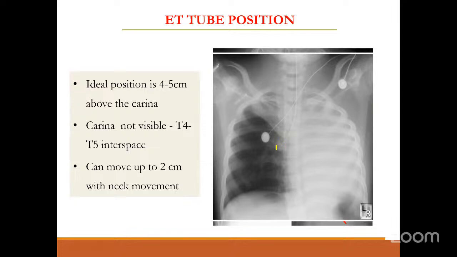That means the air is selectively being delivered only to the right lung. But the left lung, because there is no air entry, has collapsed. So this is an iatrogenic problem. When you pull out the tube, the air entry comes back to the left lung as well. The lung gets opened and oxygenated.